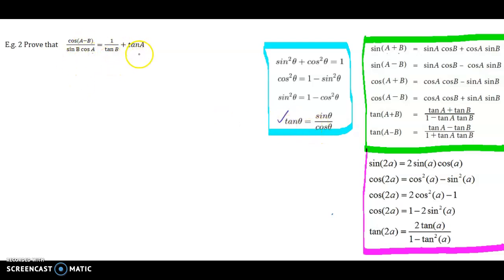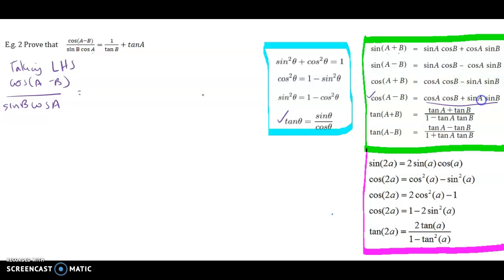Now, again, we will choose the more complicated side. To me, I want to choose the left-hand side. So I'll say taking left-hand side, cos of a minus b over sine of b cos of a. The first thing I want to do is expand this numerator. Cos of a minus b is right over here.